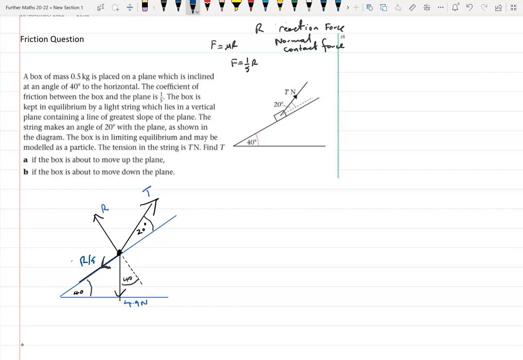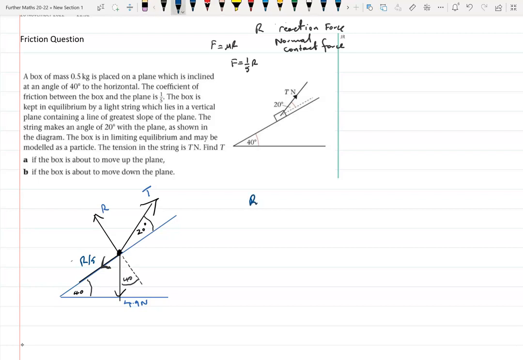The other thing I should mention is I've written the weight in as 4.9. You might also mark it as 0.5 G. The weight is equal to mg, so 0.5 G, but I've just gone straight for working that out. That's 4.9 newtons, because our default for G, unless stated otherwise, is 9.8. Okay, so that's all the forces on the diagram. We should now be ready to do our resolving.